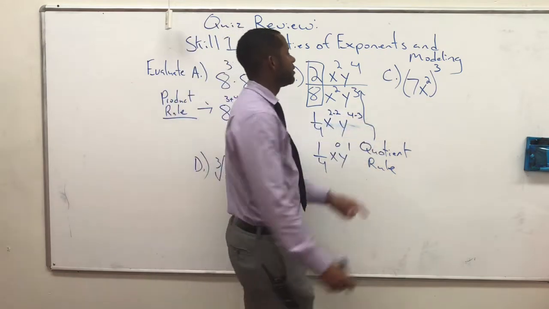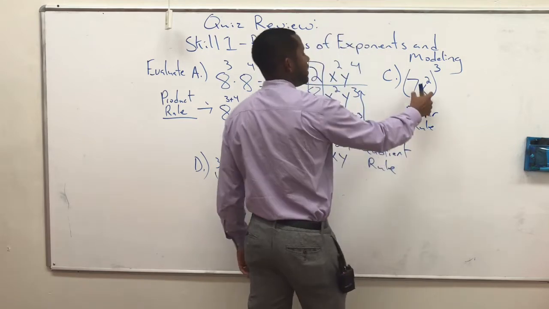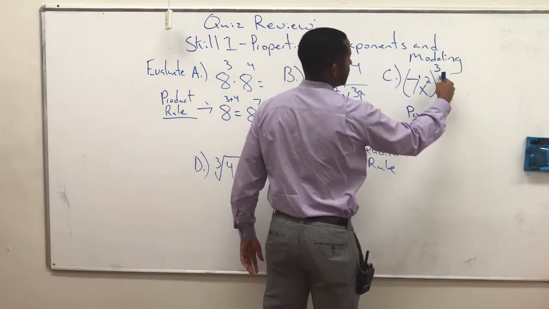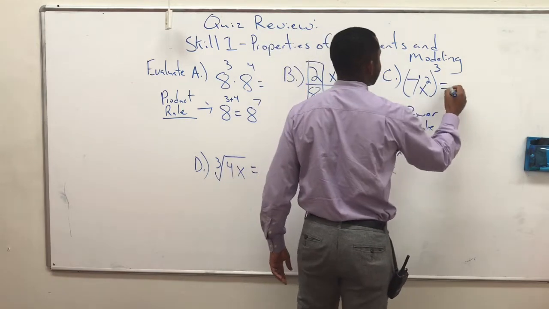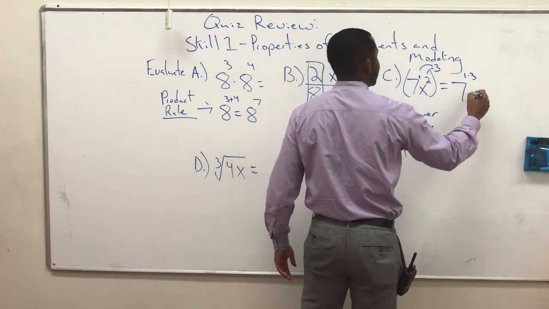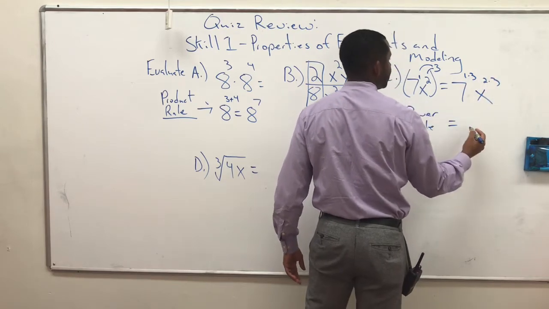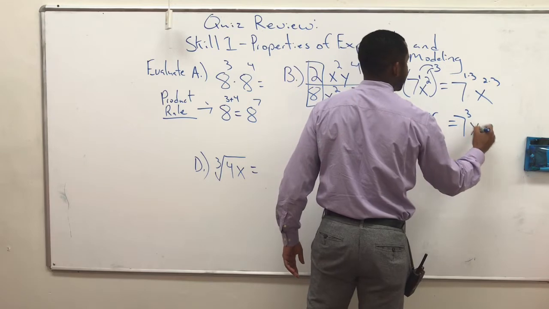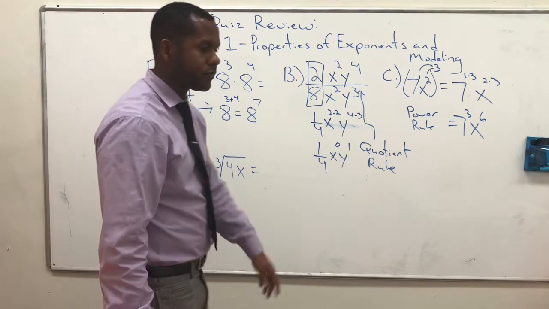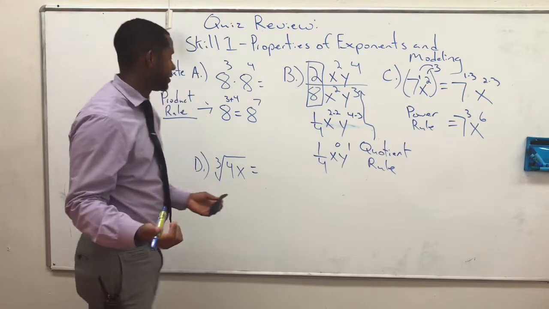Alright? Here we have our power rule. If I have something that already has a power, and I take it to another power, I actually multiply it. So this means 7 to the 1 times 3. It's kind of like distributing. And this is x to the 2 times 3, which ultimately becomes 7 to the 3rd, x to the 6th. That's your power rule.